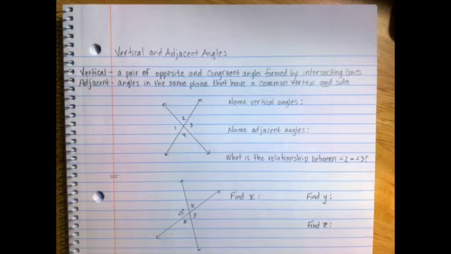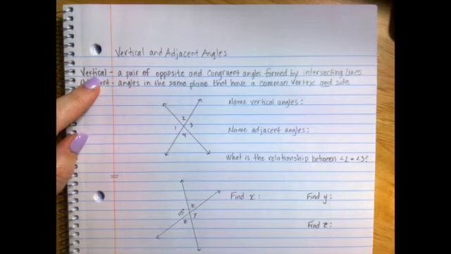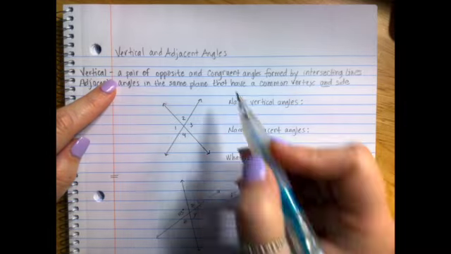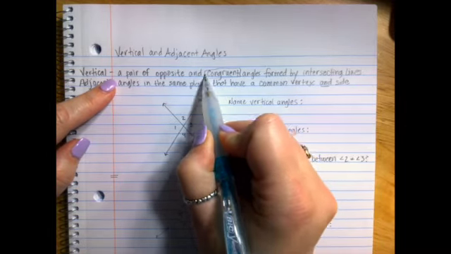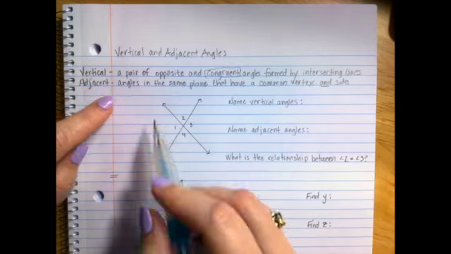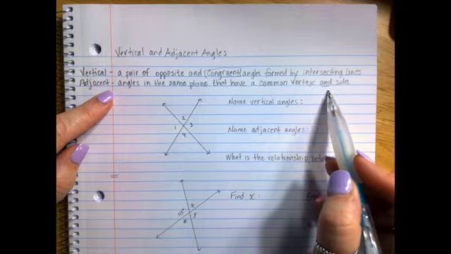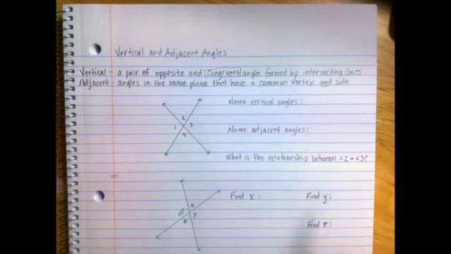This tutorial is about vertical and adjacent angles. Vertical angles are a pair of opposite and congruent angles formed by intersecting lines. Adjacent angles are angles in the same plane that have a common vertex and side. All right, so how does this all play out?